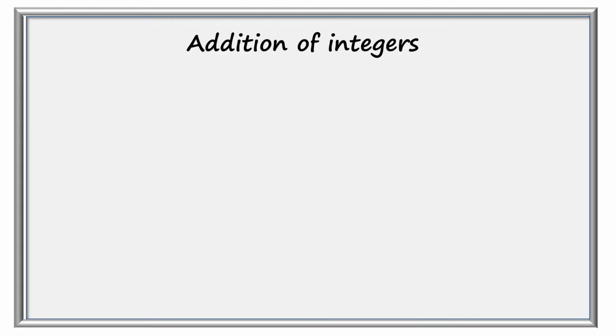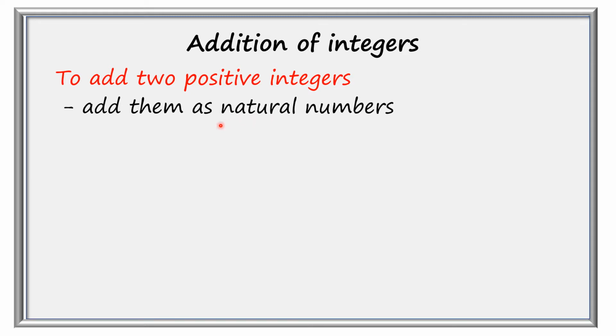Today's topic is addition of integers. At first, we will learn how to add two positive integers, and a very simple rule is there. Add them as natural numbers. How? 3 plus 2. We need to find out the sum of 3 and 2.